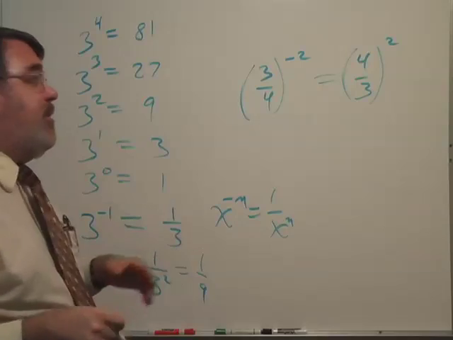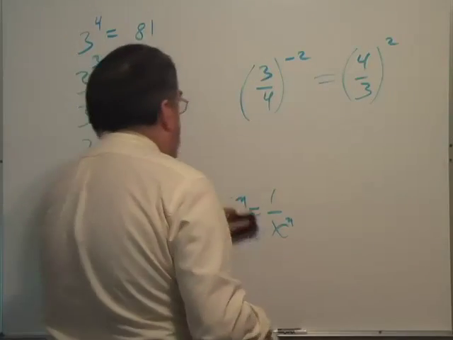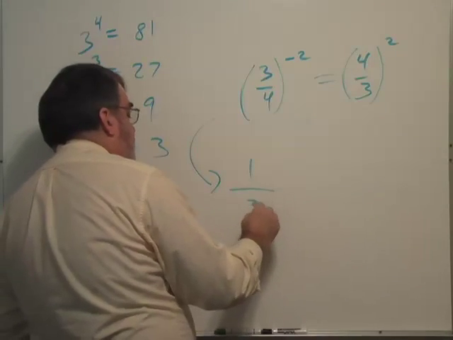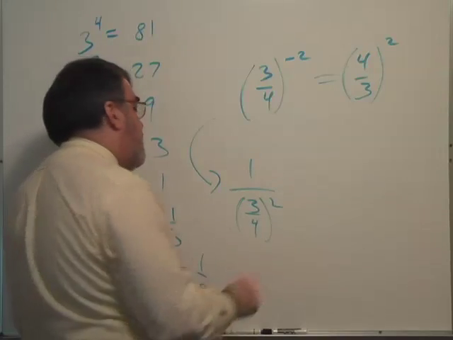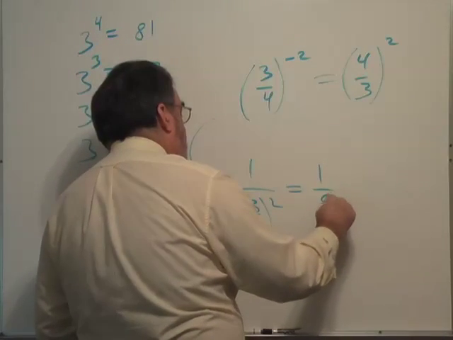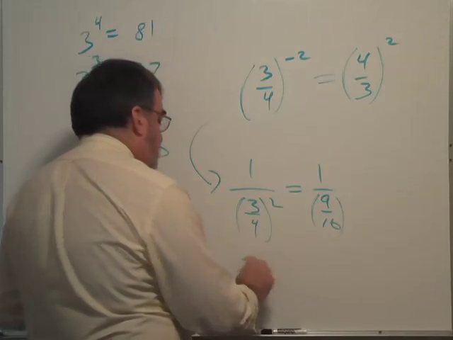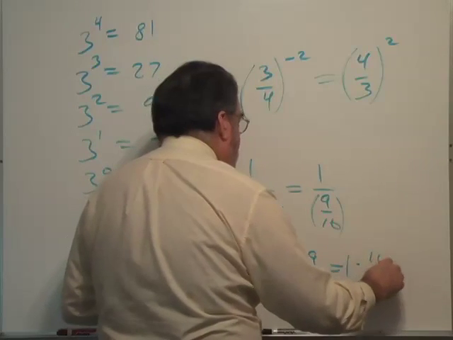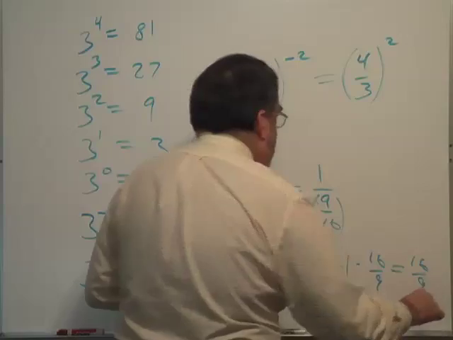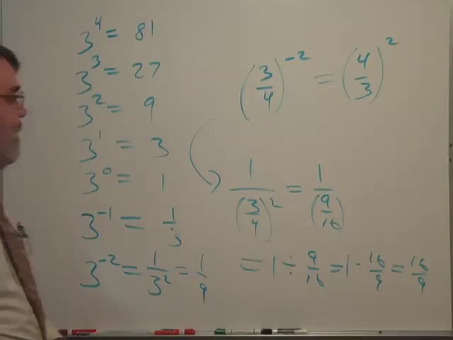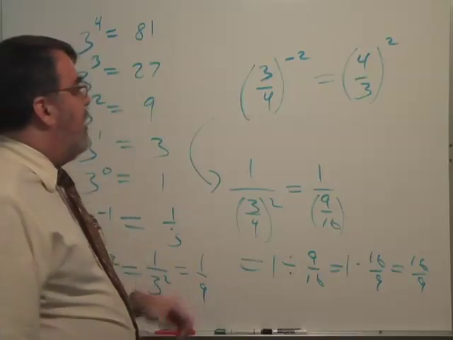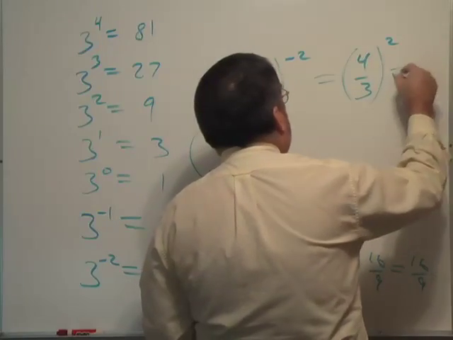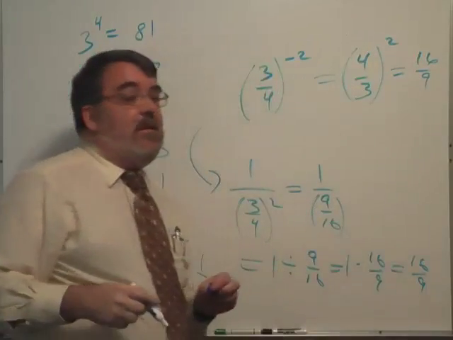It's a little messy to go through that, but here's what it would look like. Technically this is 1 over (3/4) squared, which is 1 over 9/16, which is 1 divided by 9/16. Invert and multiply is 1 times 16/9, which is 16/9. All right, so technically that's what's going on, but let's be sensible about this. This works too, because 4/3 squared is, guess what, 16/9.